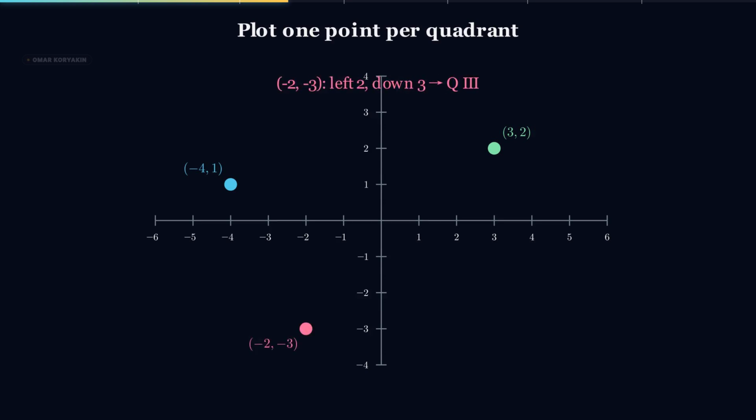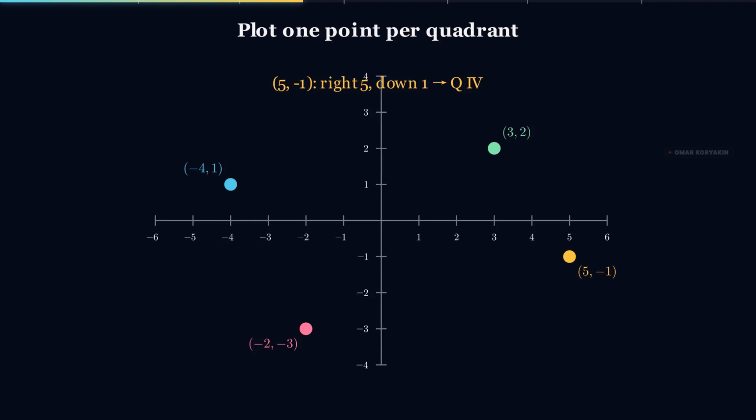Point 3: (-2, -3). Read the x-coordinate -2 and move 2 units to the left. Then read the y-coordinate -3 and move 3 units down. Land at the point 2 to the left and 3 down, which sits in quadrant 3 because both coordinates are negative.